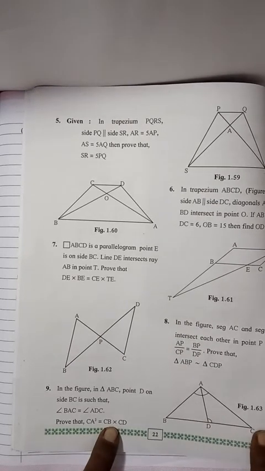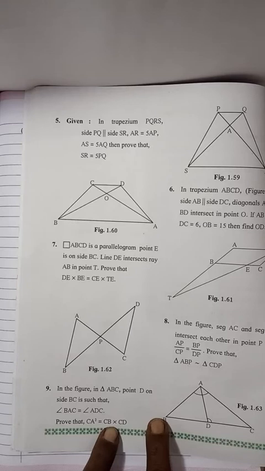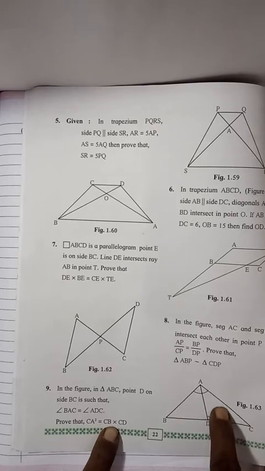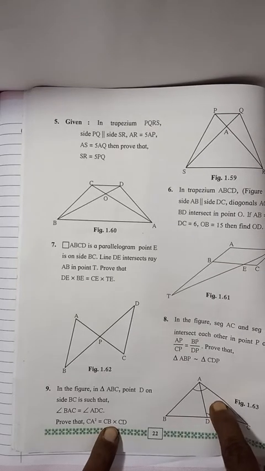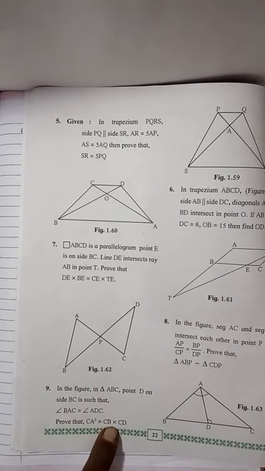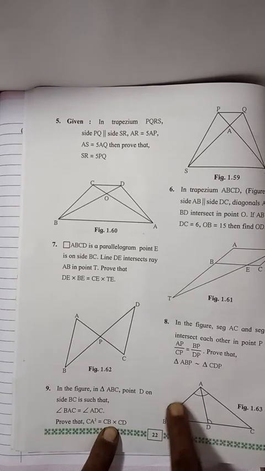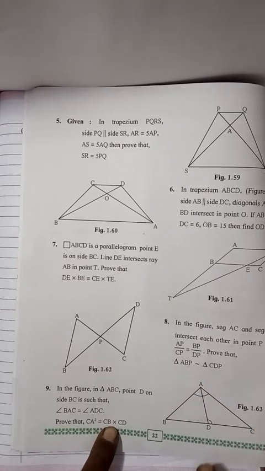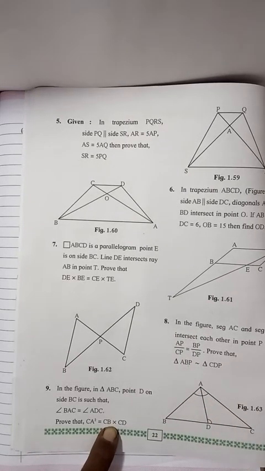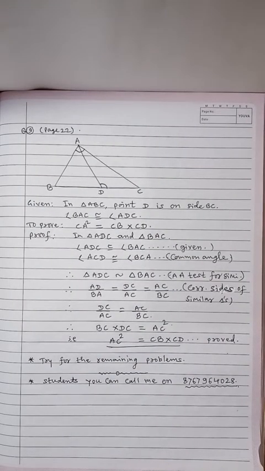Now pay attention. CB is the side of the big triangle. This CA is the side of the big triangle, and this small triangle also. And CD is the side of this triangle. So to get the result, what do we have to show? Triangle BAC is similar to triangle ADC. The big one and this triangle are similar, that we have to show. So we'll go to the solution or proof.